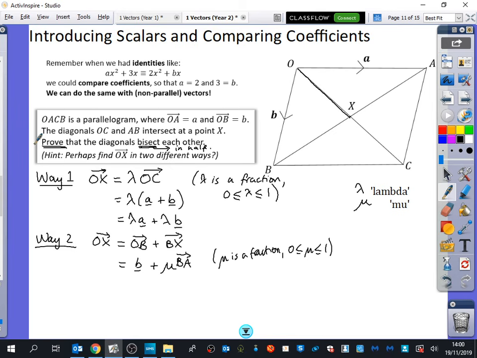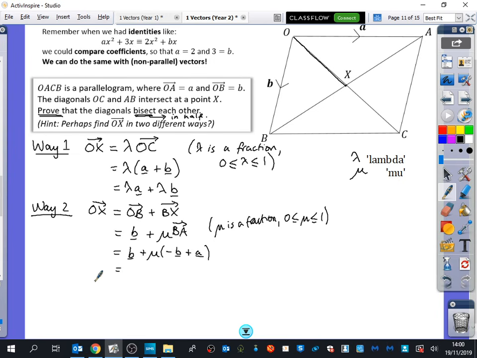So we've got mu BA. Well, what is BA? It's minus B plus A, or A minus B, whichever way you wanted to think about that. So that gives us mu A. And then how many lots of B do I have? I have mu B and regular B. So it's 1 minus mu, lots of B.